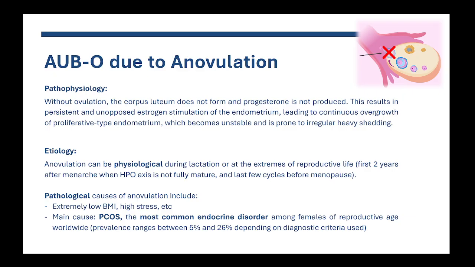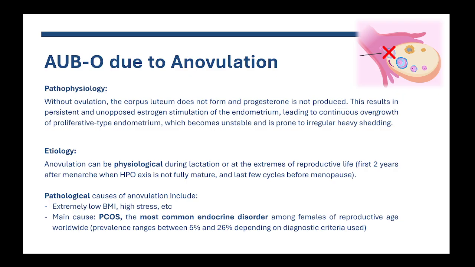Anovulation can be physiological, for example, during lactation, as we said, or at the extremes of reproductive life. So the first 2 years after menarche, the HPO axis is not fully mature, and the young woman will usually have quite a bit of irregular bleeding due to anovulation. And finally, of course, in the few cycles before the menopause, there will be months where there will be no ovulation, and that will lead to irregular, unpredictable bleeding.